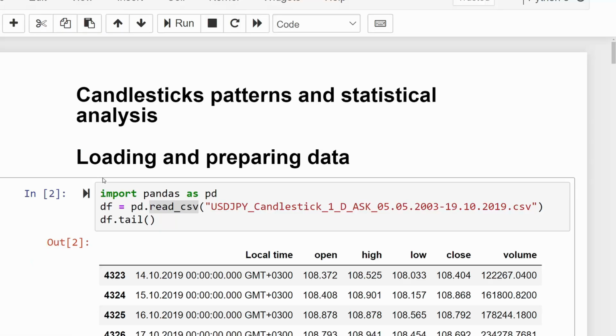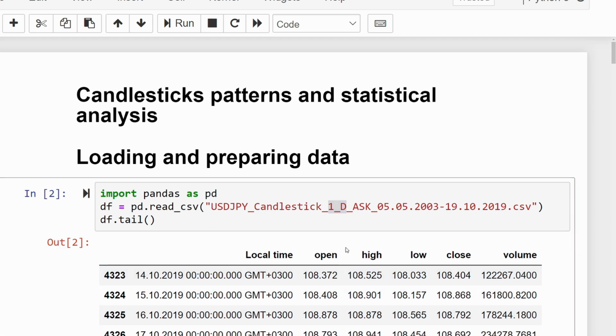Okay, so let's start by loading our data file. I took as an example the US dollar Japanese yen values, the daily candlesticks, because I believe that it's easier to do analysis on daily candlesticks. You have less noise, less fluctuations, less uncertainties than in smaller time frames.